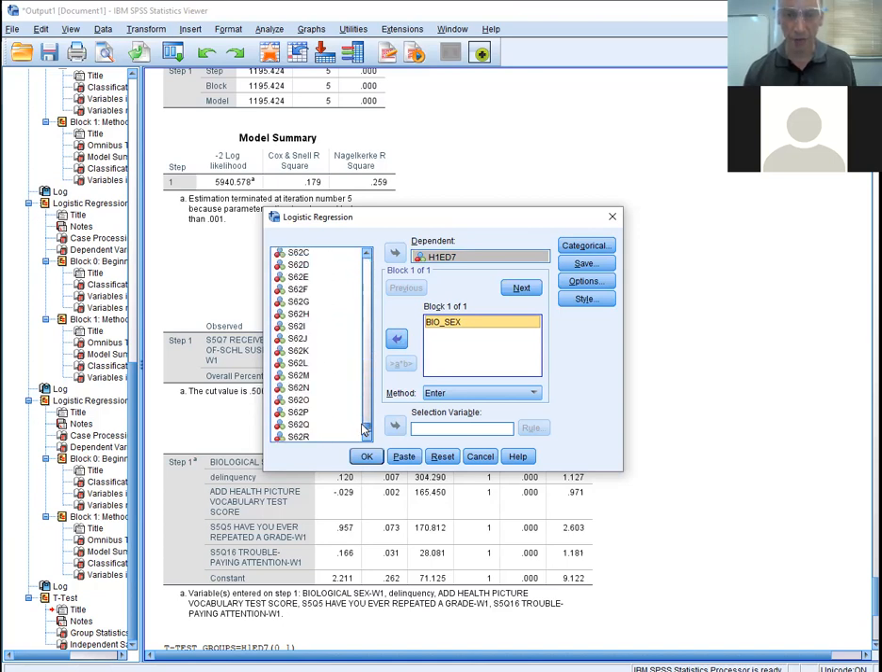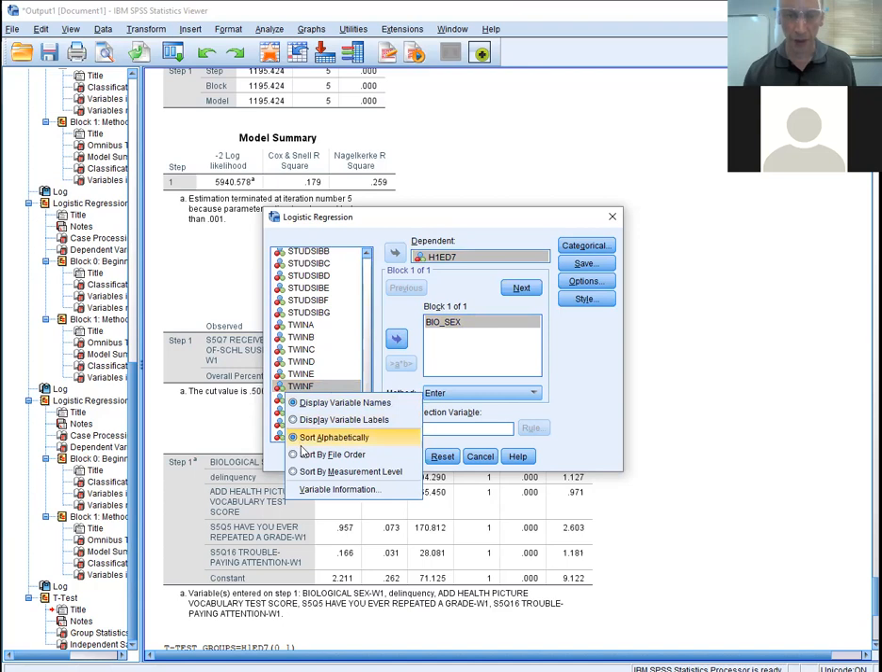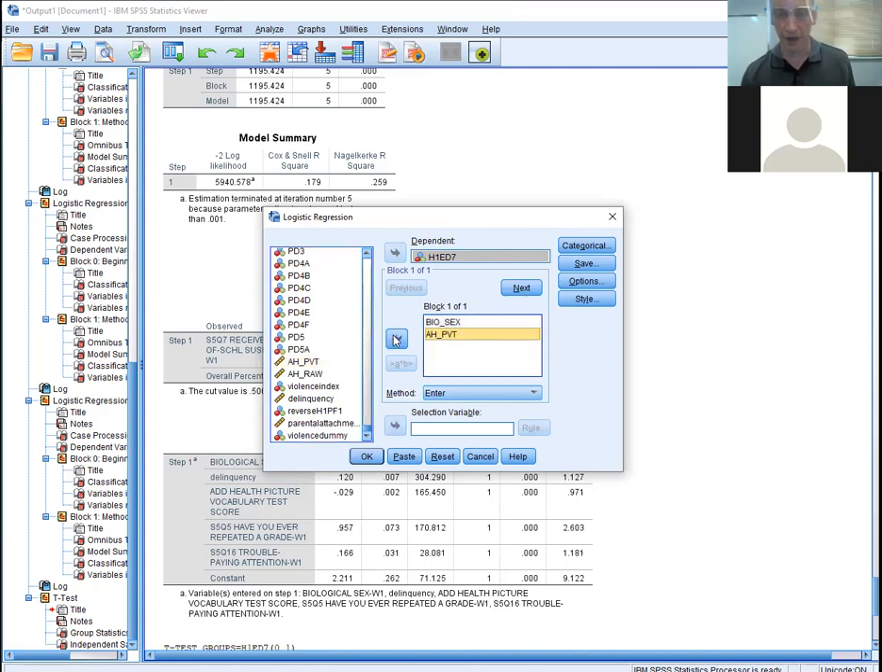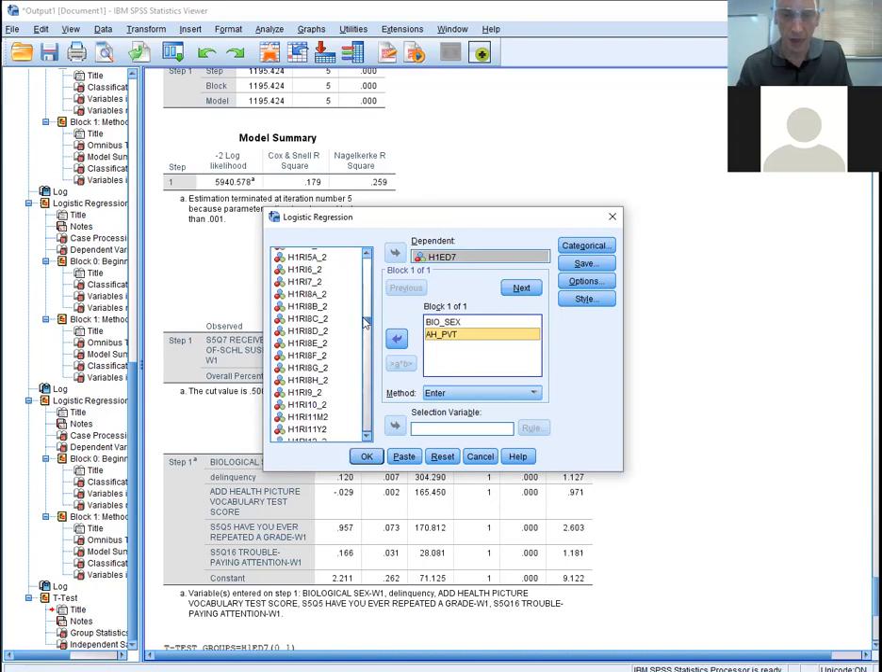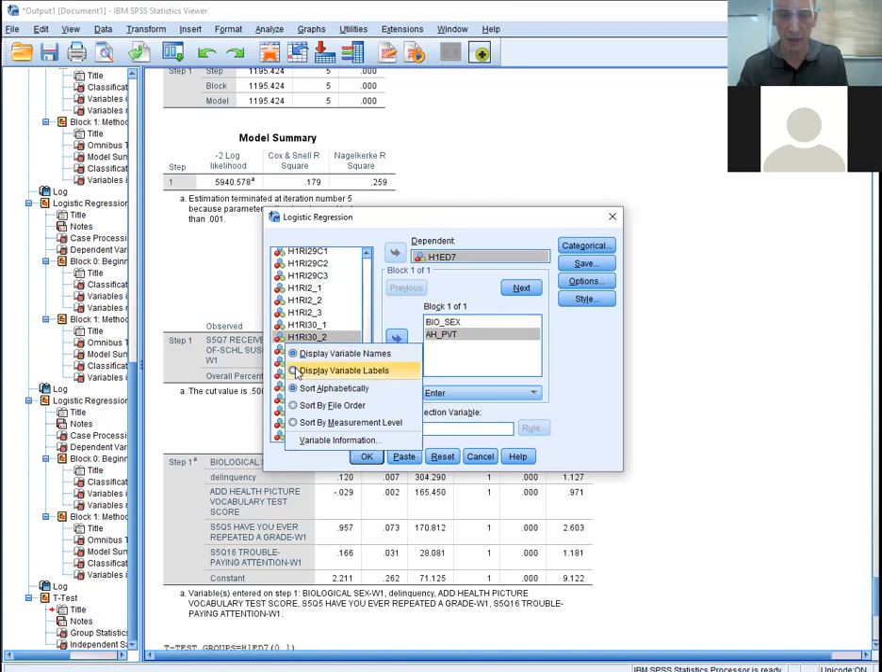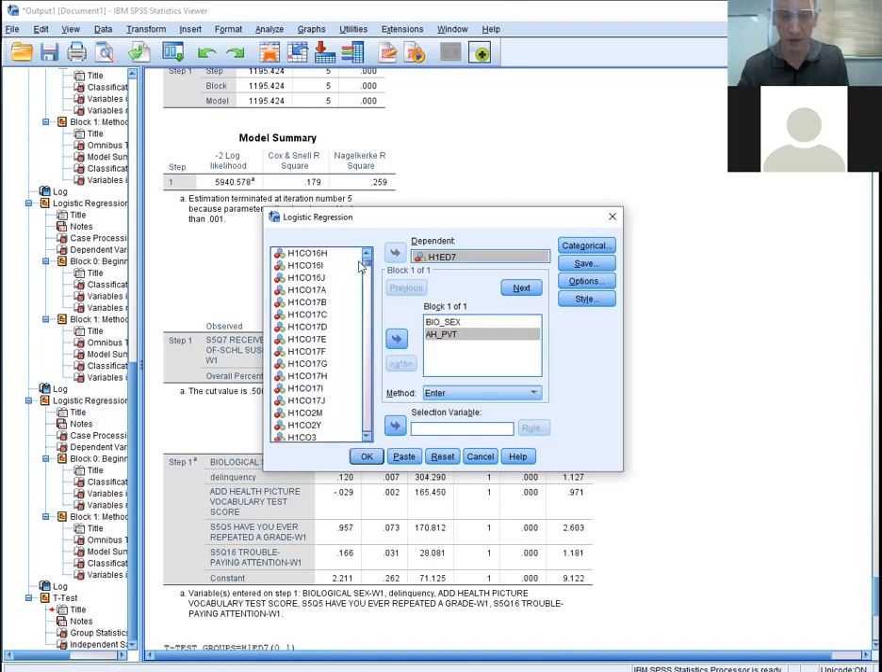Let's also include in there, at the very bottom, if you have this sorted by file order, the picture vocabulary test, AHPVT. Let's throw that in there. And then let's also include the variable for ever repeating a grade, ever being held back to repeat a grade. That's H1ED5. I'm going to sort alphabetically and go to H1ED5.